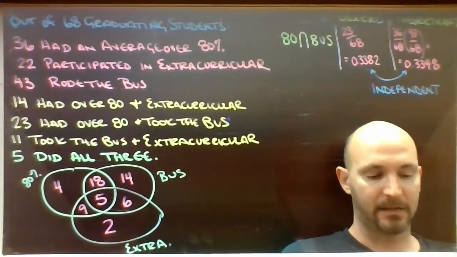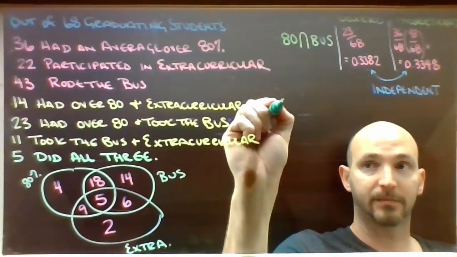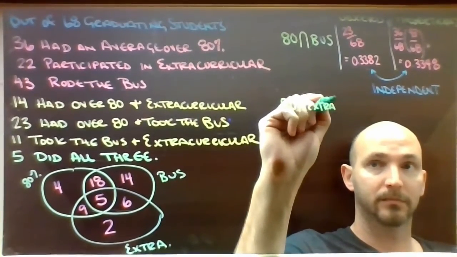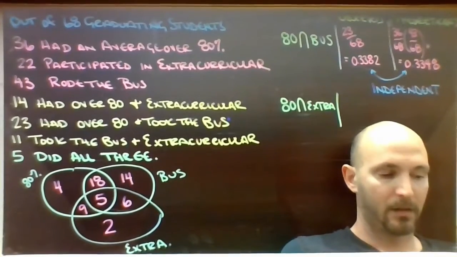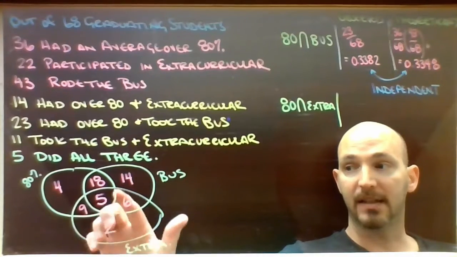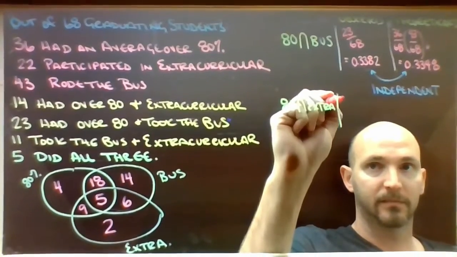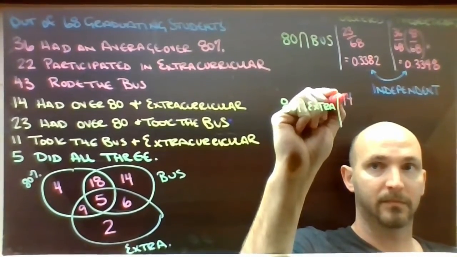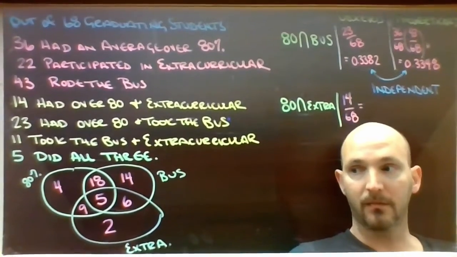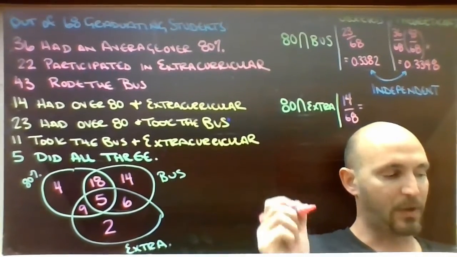Next one we're going to check is getting over an 80 and participating in extracurricular. So the observed probability for that, getting an 80 and extracurricular, is here. Is these 14 people out of 68. Now 14 out of 68 is 0.2059.